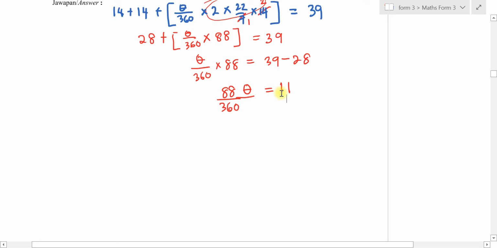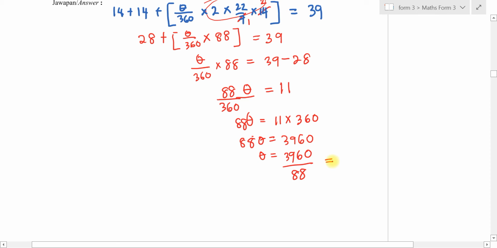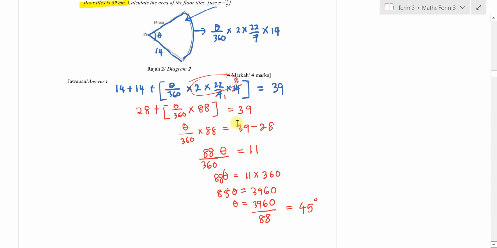So I write it on top. Then you find theta slowly. 11 multiply 360, you get 88 theta. So 88 theta is how much? 11 times 360 is 3960, and theta finally is 3960 divided by 88. Here multiply, go there divide, opposite. So you get 45 degree. Finally you get the angle 45 degree.